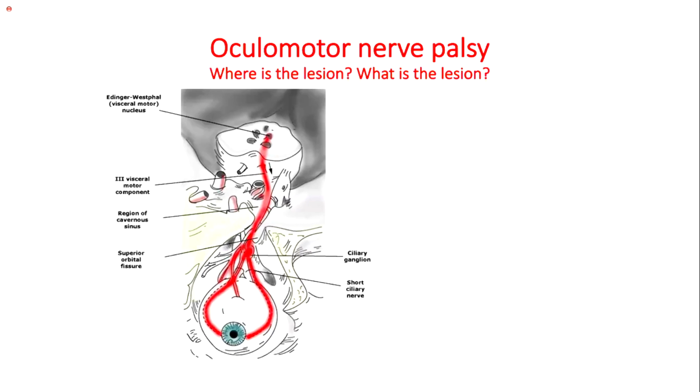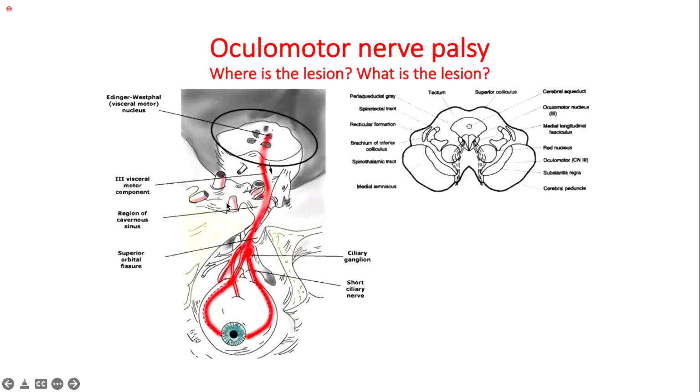So let's start from proximal. We know that the third cranial nerve starts where? Which part of the brain? Midbrain, very good. So from the midbrain, it comes anteriorly to the base of the brain, cavernous sinus, superior orbital fissure. So the lesion can be anywhere in that pathway.